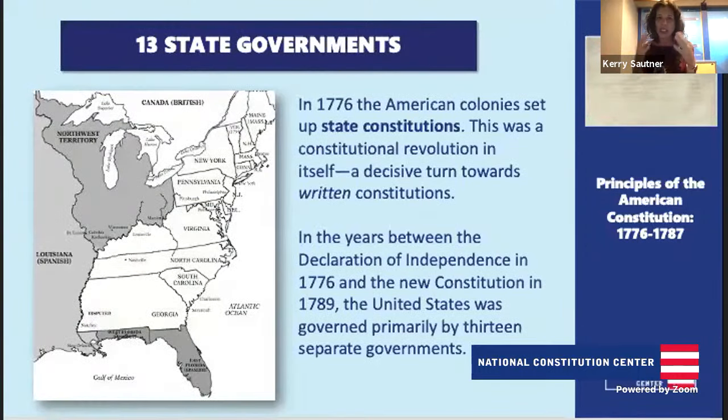So do you want to talk a little bit about the governments that they're living under and how each state is like its own country?